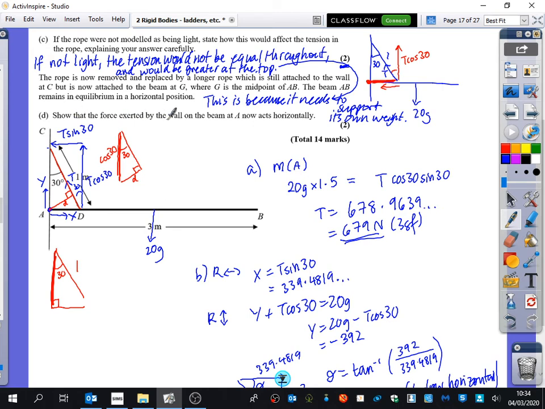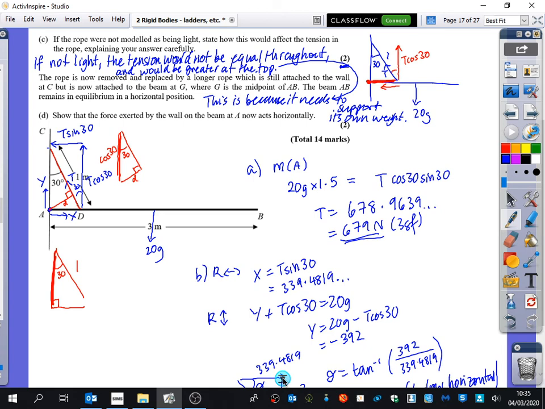Show that the force exerted by the wall on the beam at A now acts horizontally. So the force that is acting on the beam at A is only going to be acting horizontally. In other words, there's only going to be X. The Y should be disappearing completely.